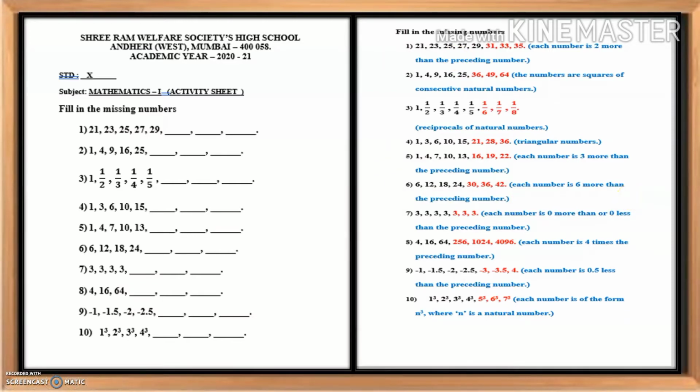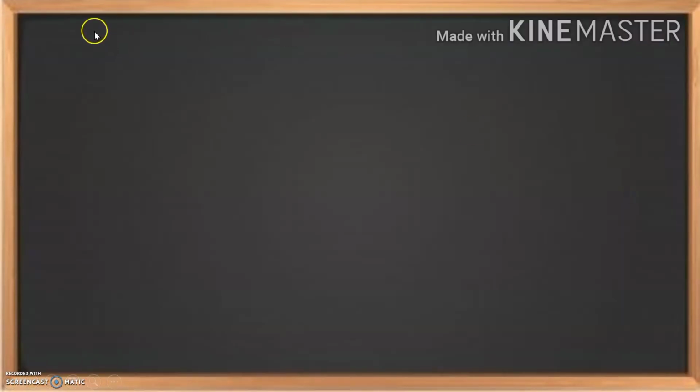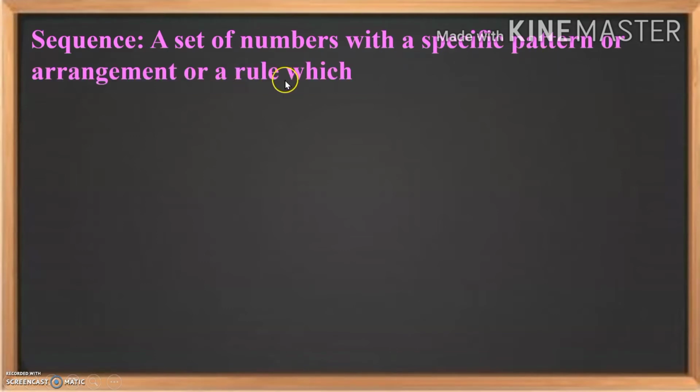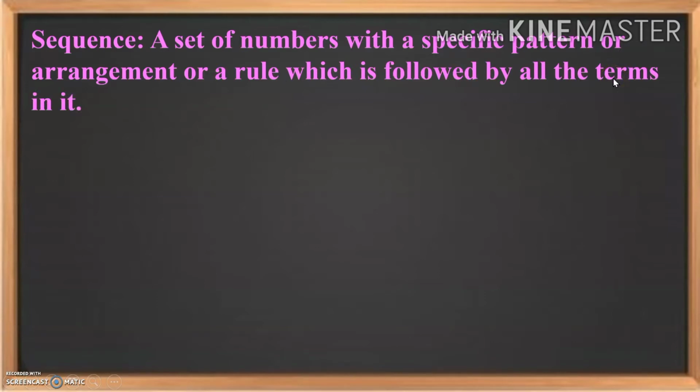Such numbers form a sequence. So let us see what a sequence is. It is a set of numbers with a specific pattern or arrangement or a rule which is followed by all the terms in it. For example, if I take a sequence 2, 4, 6, 8, you know what the rule being followed here is. Okay, they are all even numbers.